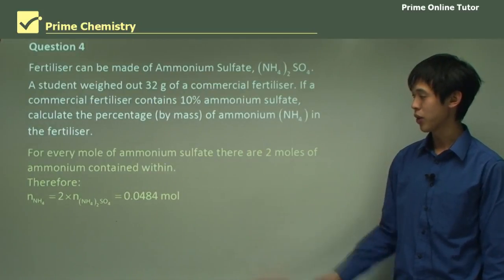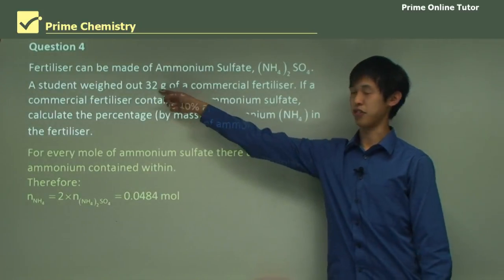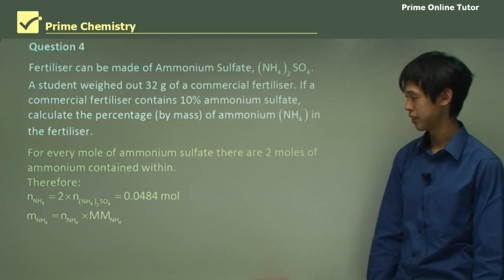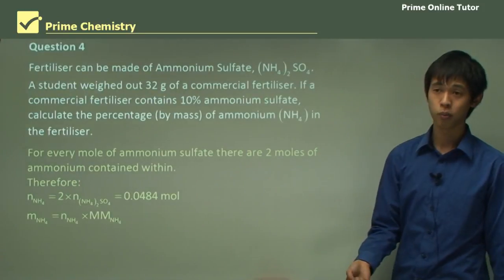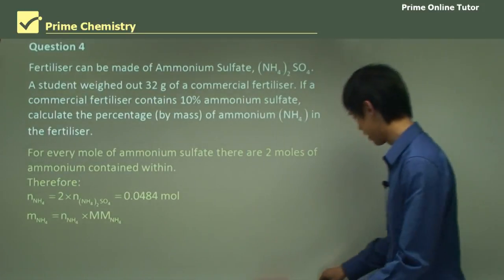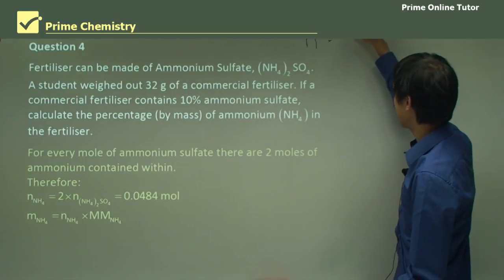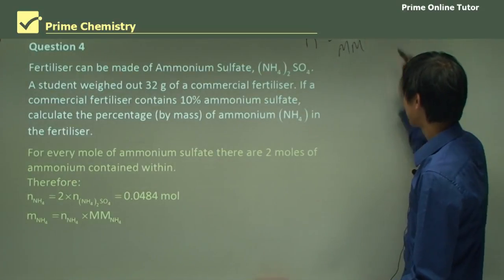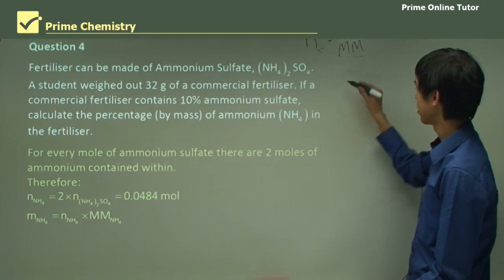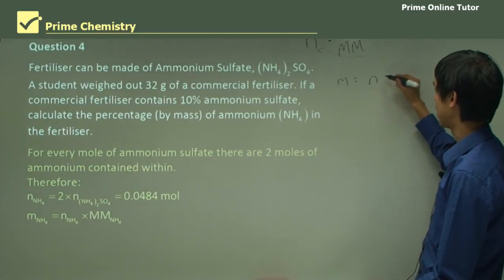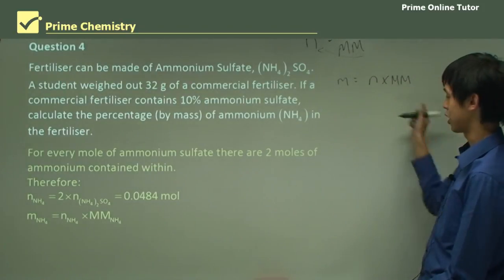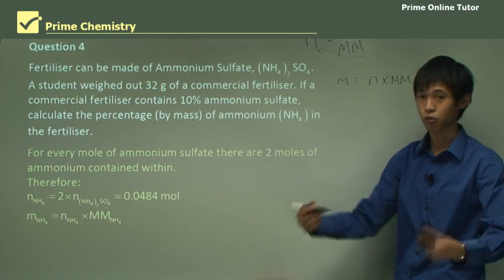Then we want to work out its mass because we want to get a percentage of this. So let's work out its mass. We rearrange the formula. Instead of n equals m on M, we just multiply this way. So we get m equals n times M, and that's where we get that equation from. We're just rearranging the formula.